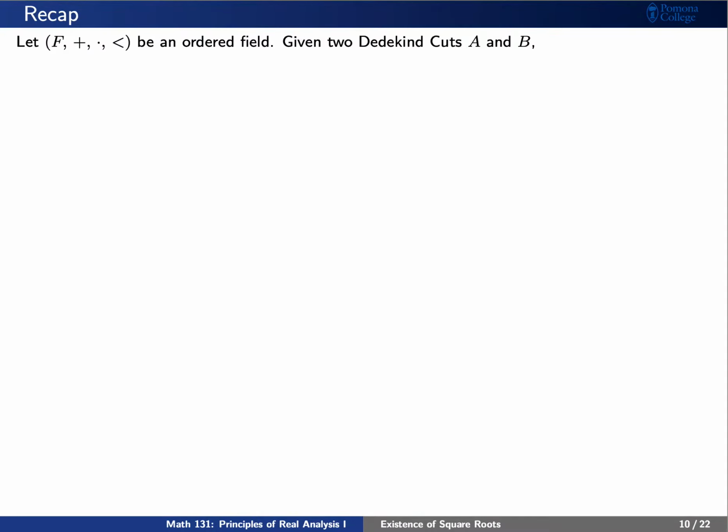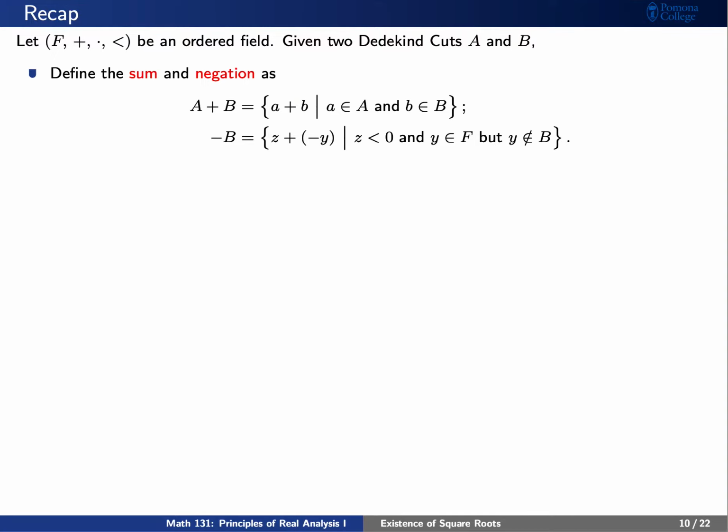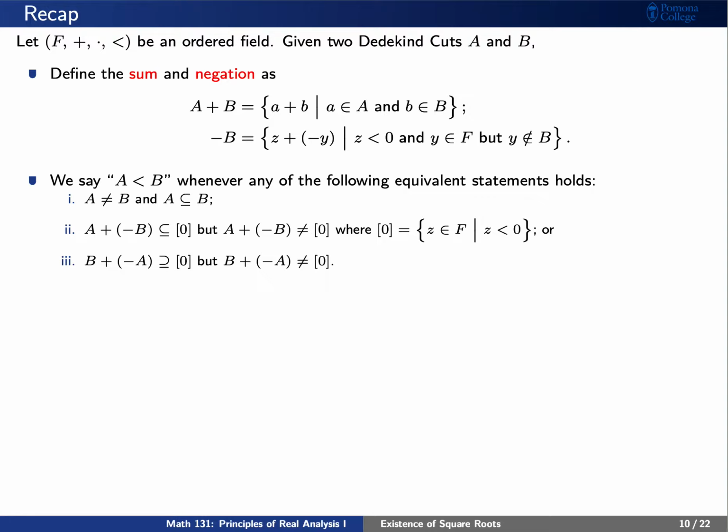Let's do that here. Say that we're given two Dedekind cuts, capital A and capital B. First, we can define their sum and negation as follows. Next, we'll define an ordering by saying that capital A is less than capital B whenever B minus A contains [0]. [0] in this case are just all of the negative elements.